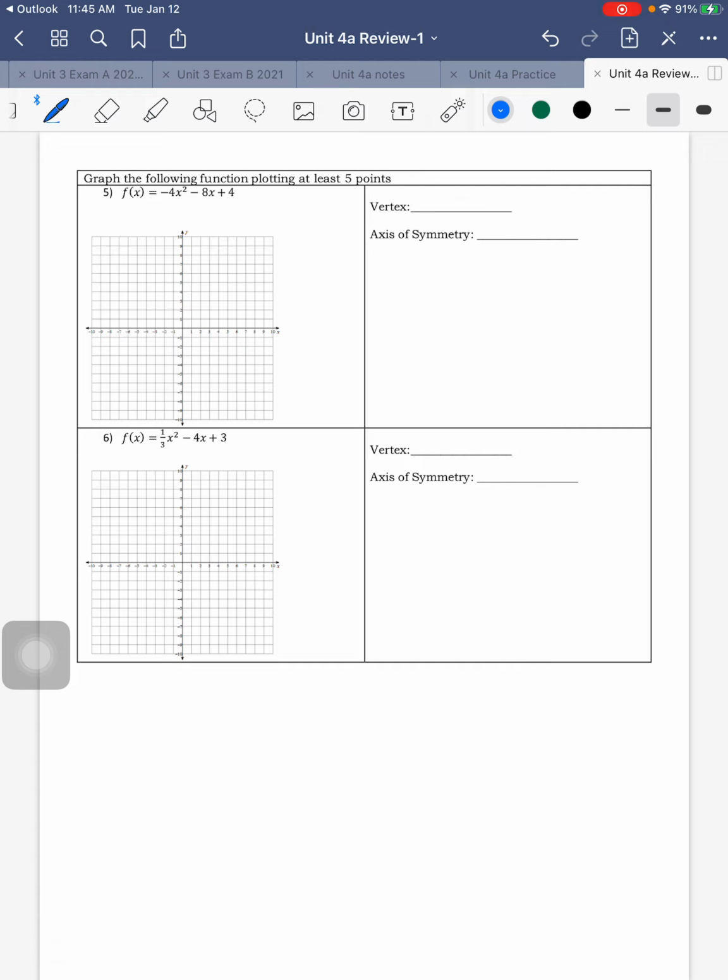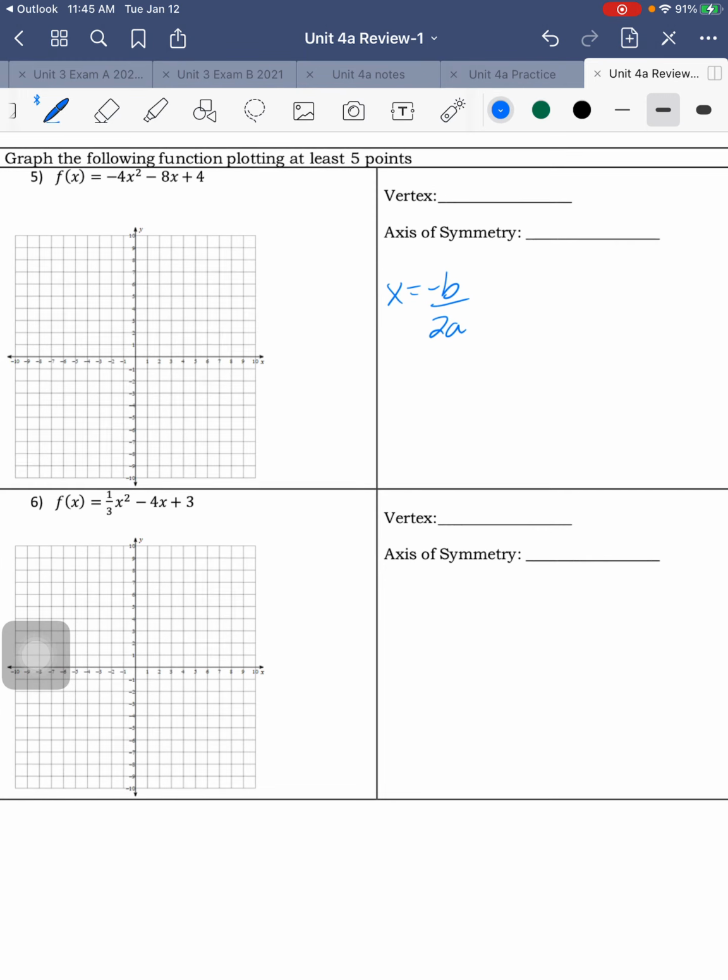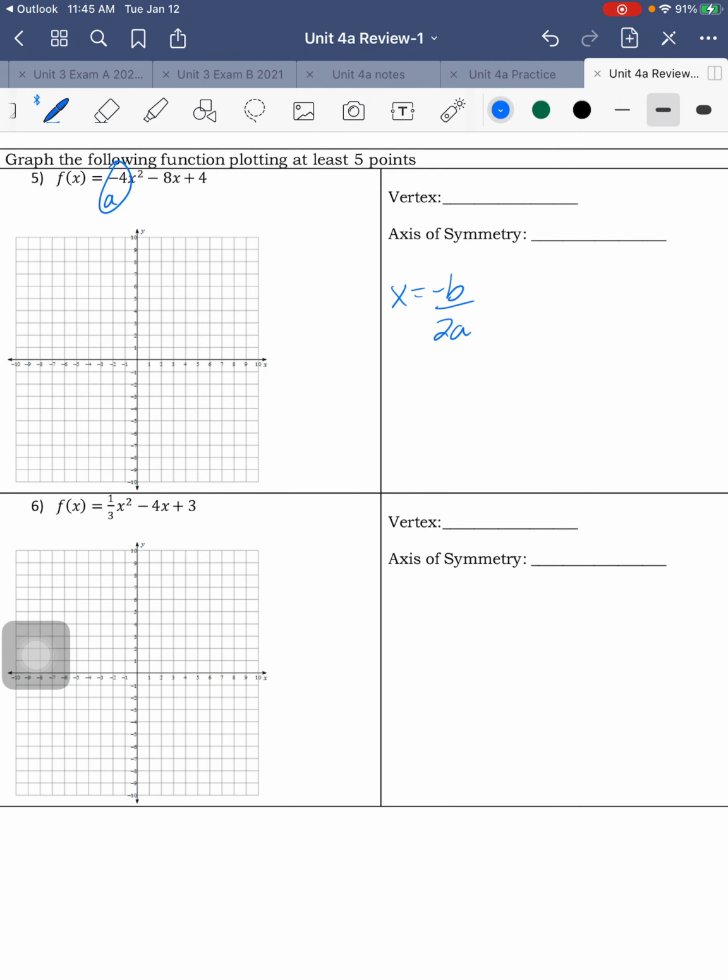All right, next one, graphing. So let's graph them. We've got to find the vertex first. x equals the opposite of b over 2a. We have a is -4, b is -8, c is +4. So we have the opposite of b, which is +8, over 2 times -4. Well, that's going to be 8 divided by -8, which is -1. So the x value is -1.